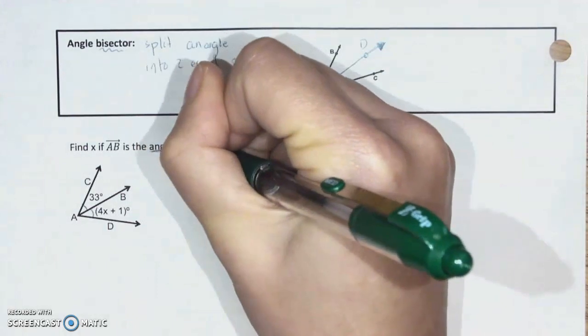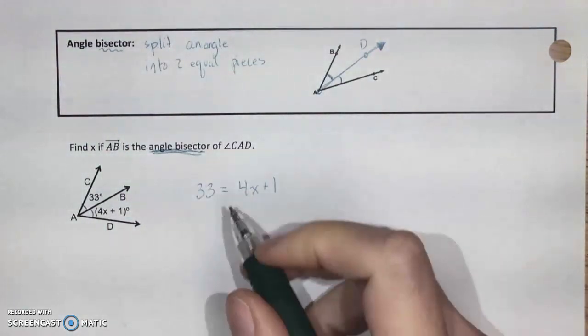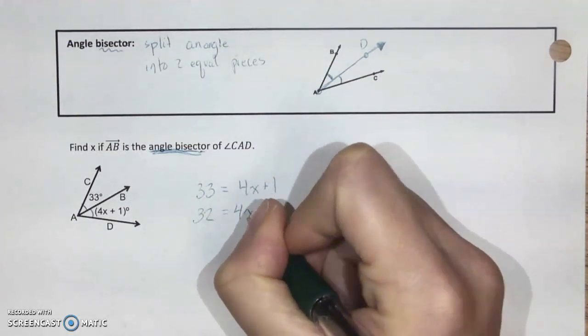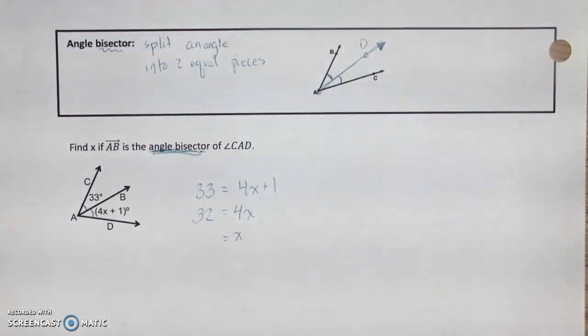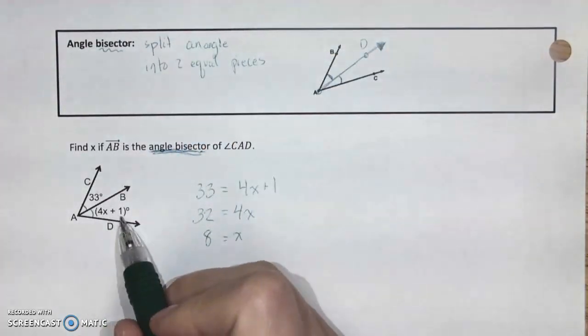So don't forget to look for those. Those are going to give you your formulas when you're stuck. I can subtract 1 from both sides. This is going to give me 32 is equal to 4x. And divide both sides by 4, and you have your final answer of 8. And that would be our answer for x.